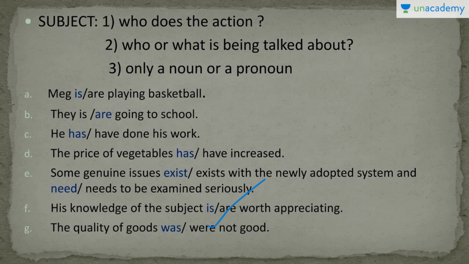Next, the quality of goods was or were not good. Now, what was not good? Quality or goods? The quality was not good, therefore the quality is the subject, and since it is singular, I need a singular verb, and therefore the sentence would become the quality of goods was not good.